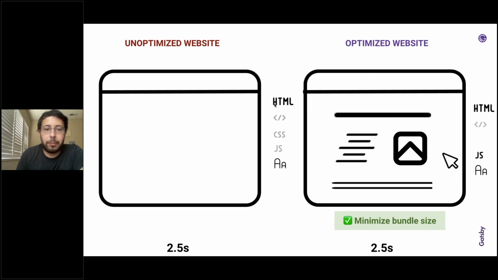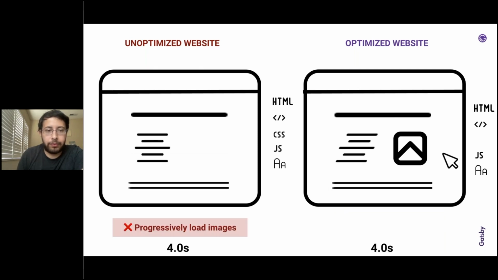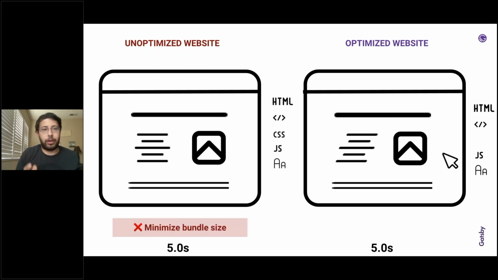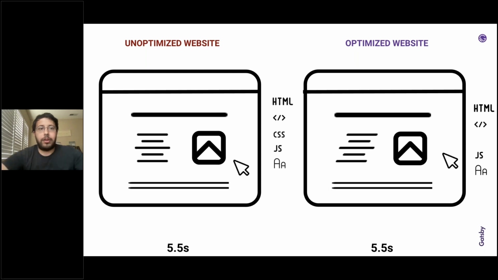Then because there's bundle size minimization, we have less JavaScript, and that's why the optimized website only takes half a second to get from largest contentful paint to interactivity. And we can roll through the rest of these, no progressively loaded image in this loading experience. And then because we have an unoptimized bundle size, it takes a second. That's actually not super bad, but that's how long it takes to get from largest contentful paint to fully interactive.